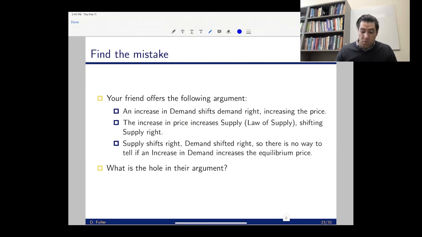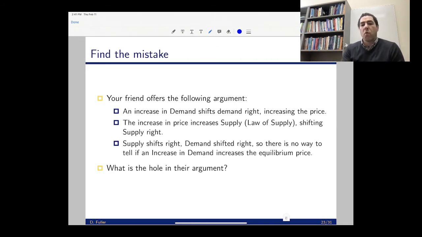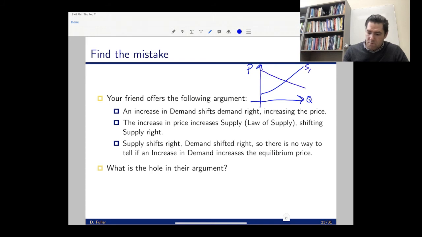So let's do I'll do this example first to put this together, and then we'll do an example of finding equilibrium. This one makes it important to understand why we distinguish between movements along the curve versus a shift in the curve. So let's say your friend makes the following argument, and it sounds pretty airtight. They say, all right, well, an increase in demand, so let's draw this out. Q and P, got supply 1, demand 1. Here's my price and quantity.